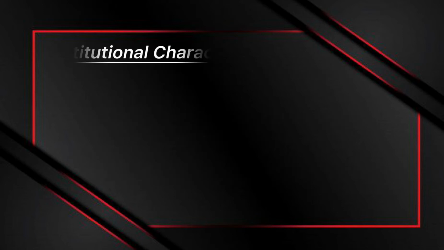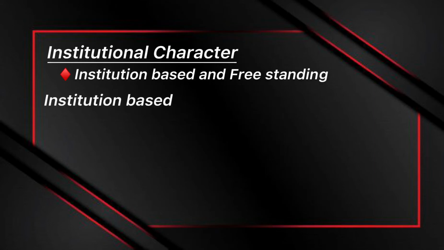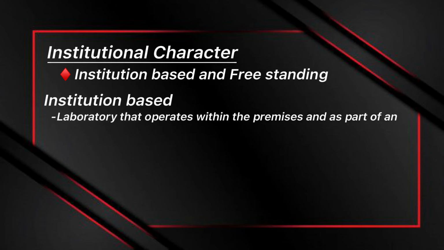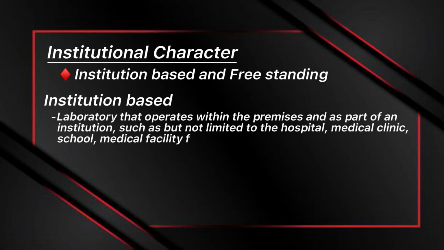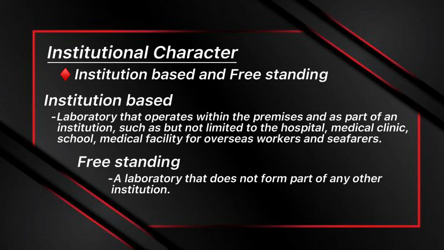Next, we have institutional character. Under this, we have institution-based and freestanding. Institution-based, these are the laboratories that operate within the premises and as part of an institution, such as but not limited to the hospital, medical clinic, school, medical facility for overseas workers and seafarers, birthing home, psychiatric facility, and drug rehabilitation. Freestanding, these are the laboratories that do not form part of any other institution.